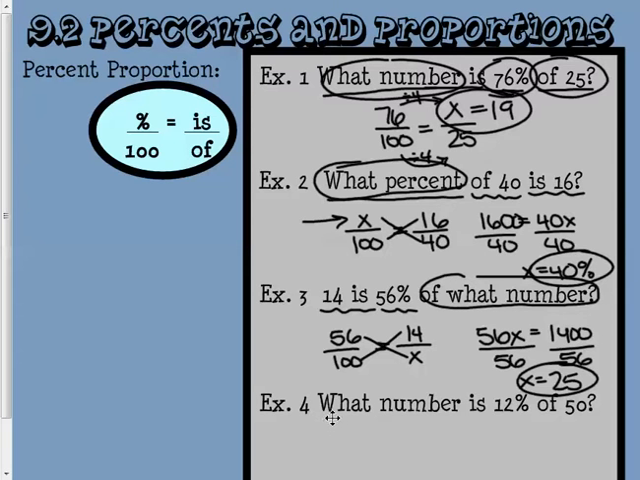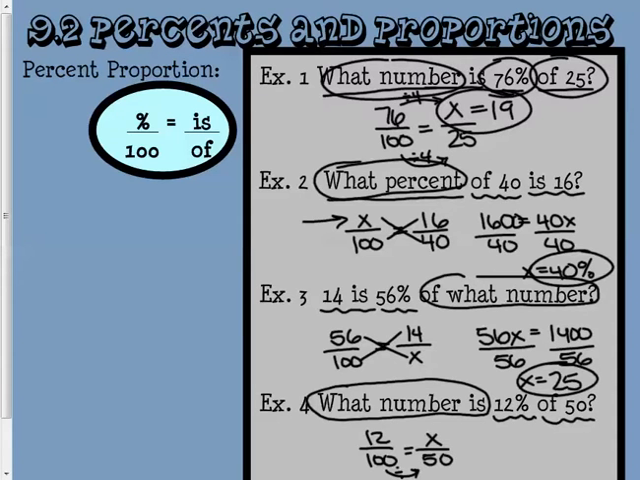All right, down here, what number is 12% of 50? So I have the percentage, I'm unsure of the part, and I have the whole, which is my of. Again, this is a quick division of 2. So right here, I'm dividing by 2, and I get 6.